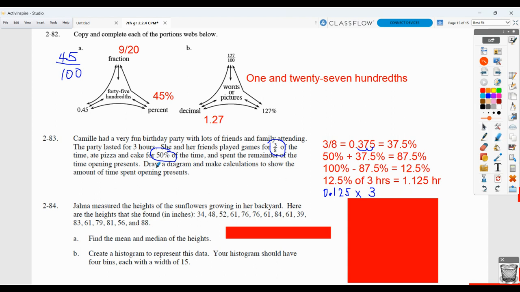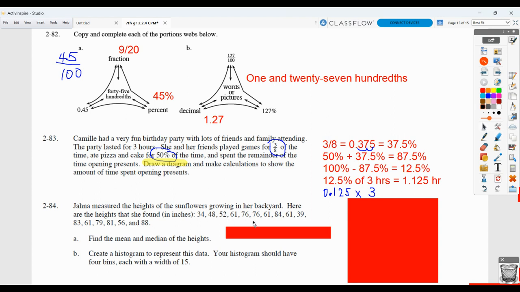Another way you could do it is, as they talked about, drawing a diagram. Maybe show a whole circle for the 3 hours of the party, and then show 3/8 of that circle being used up for games, half of that circle being used up for eating pizza and cake, and then figuring out what percent or what portion of the circle is left, which again is 12.5% or 125 thousandths, pardon me, and then figure it out that way. So there's a lot of ways, but make sure that you're showing your work.